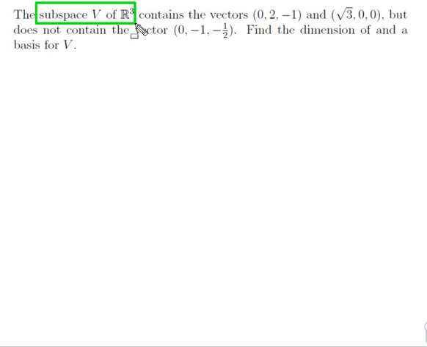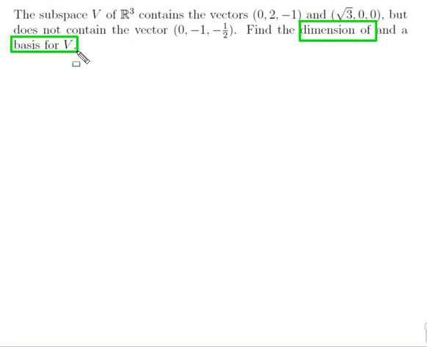It says I've got a subspace V of R3. Now I actually know what all the subspaces of R3 look like. They are the origin itself, a line through the origin, a plane through the origin, or the whole of R3. So it shouldn't be too hard to actually figure out what V is. Now I've been asked to find the dimension of V and a basis for V.